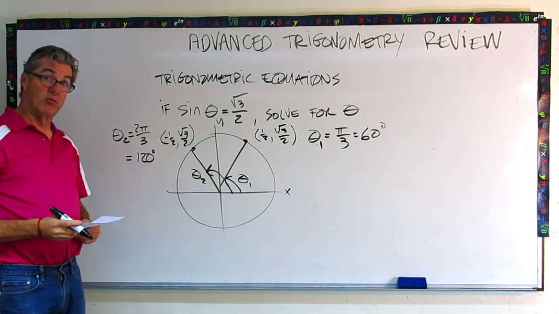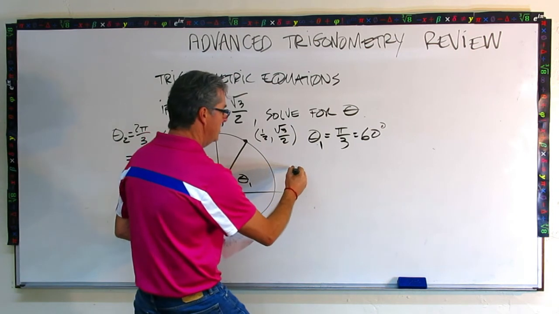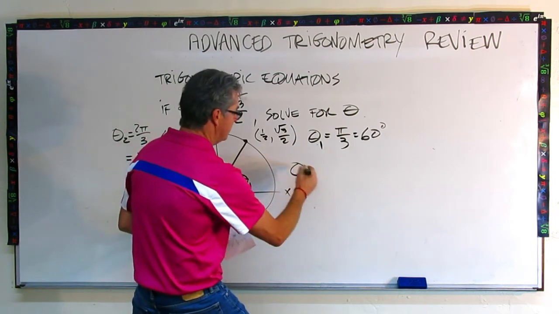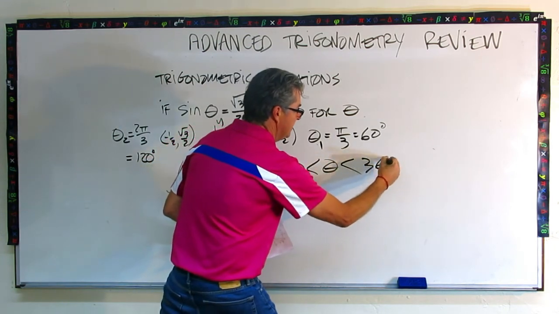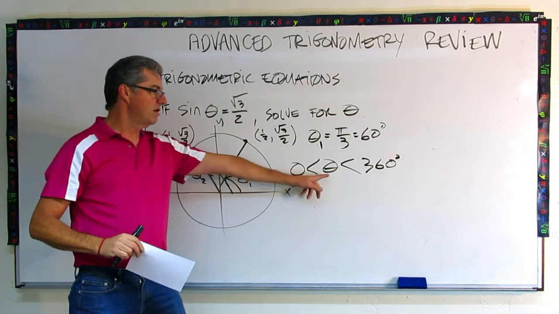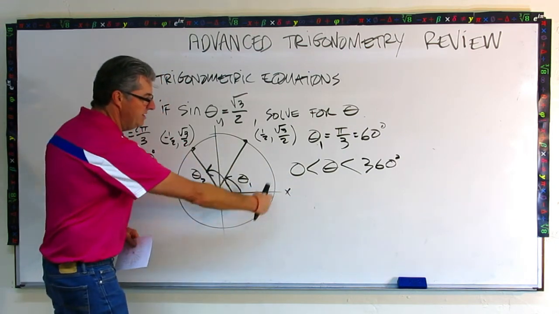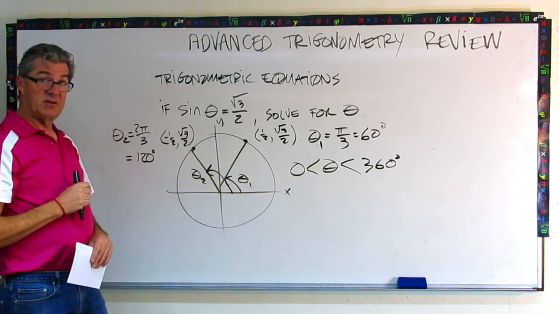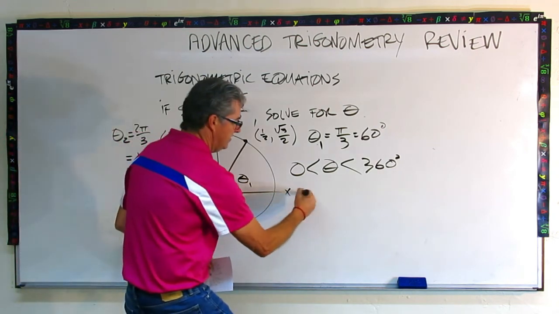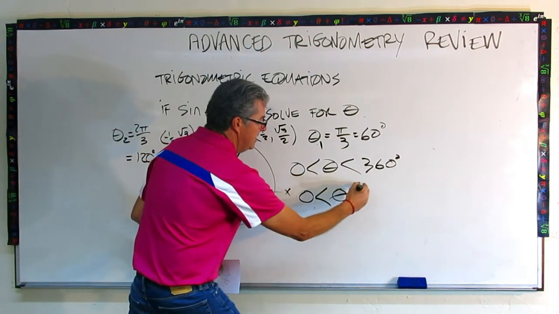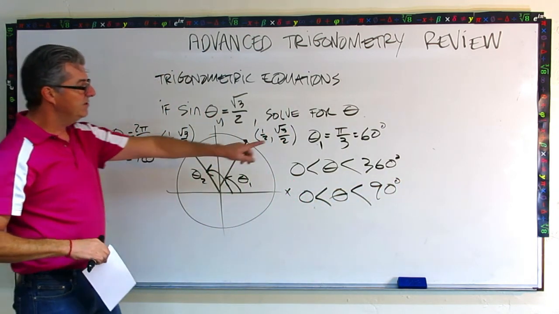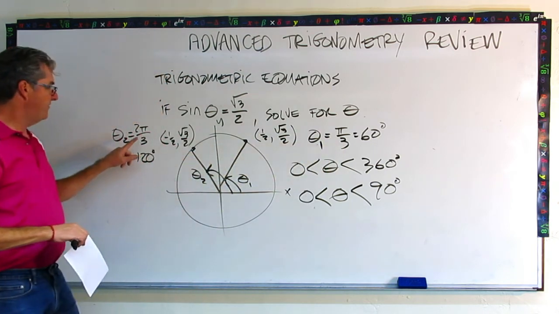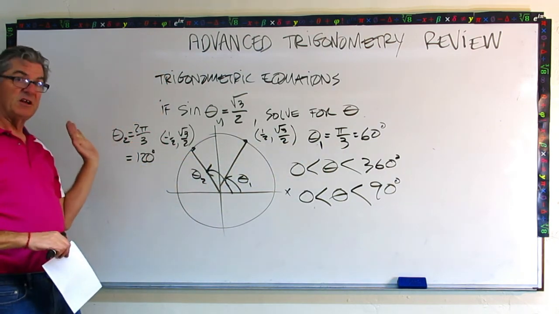Now these questions often have ranges connected to them. So they might say like 0 is less than theta is less than 360 degrees. And that tells us that all we want are the thetas that are in one circuit of the unit circle. I could also write 0 is less than theta is less than 90 degrees. And then my answer would only include this one, because this value for theta happens past 90 degrees. So you got to pay attention to the ranges.